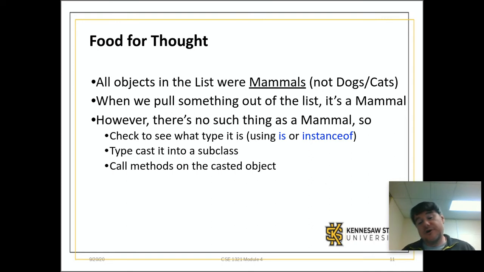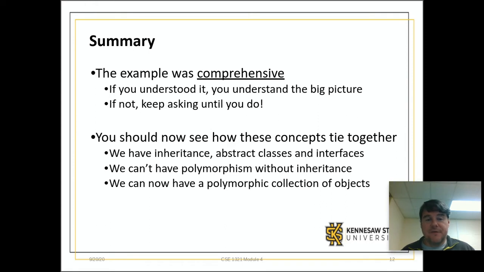You can't cast it to a dog if it actually is a cat. When you pull something out of the list, it's a mammal. There's no such thing as mammals, so that's why you're using this casting and all of that fun stuff. So that's a comprehensive example of using all the different bits that we've talked about.